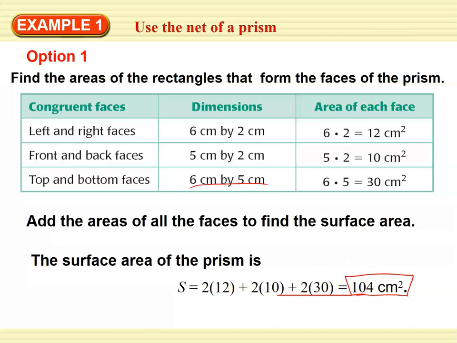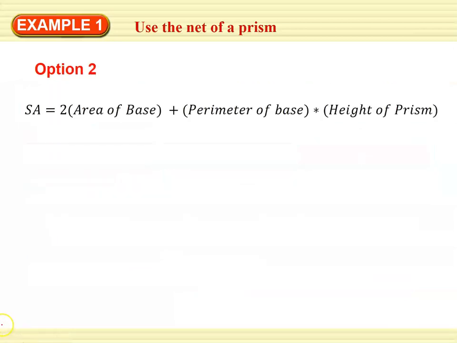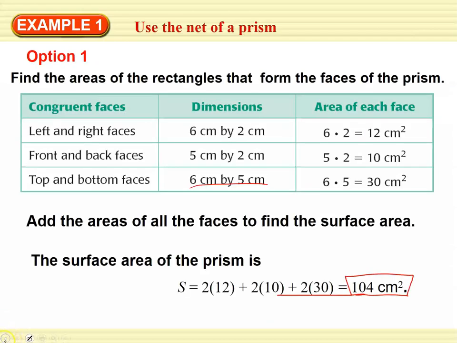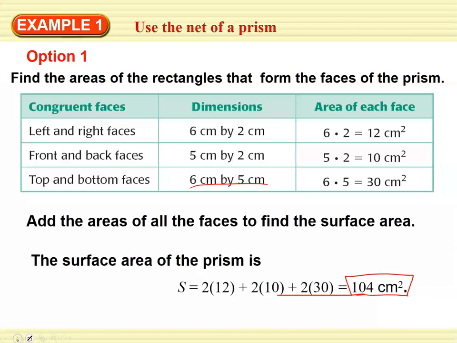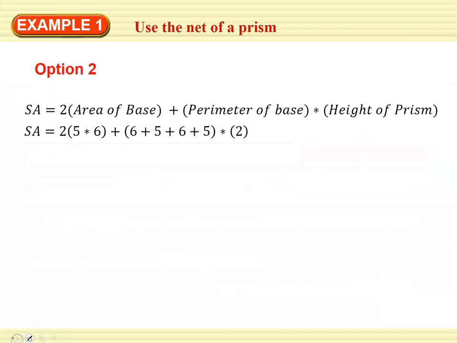Okay, that's option number 1. That's just looking at every single face individually and just adding them all up. All right, now the other option is using that formula: 2 times the area of the base plus the perimeter of the base times the height. Okay, so looking at this, I'm going to go back to the picture. Okay, sorry. So the area of the base would be the top and the bottom.